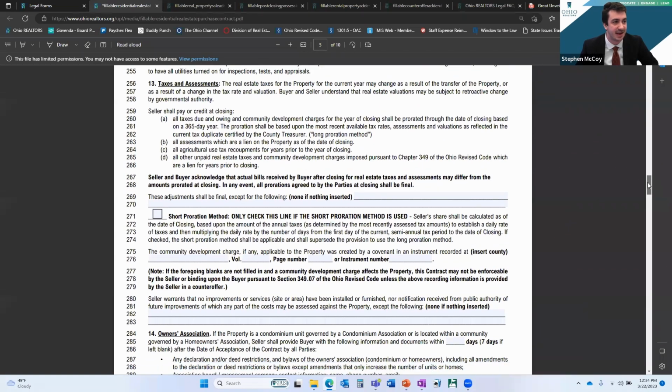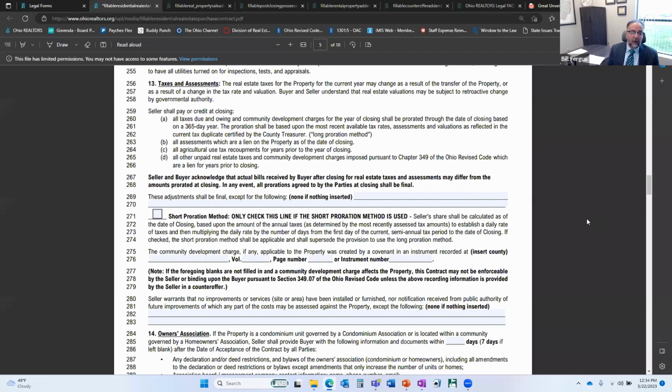As we learned through the process, there's a couple different ways to calculate taxes when it comes to closing and how those taxes are prorated. Bill, could you explain really the two big ways of calculating such prorations?